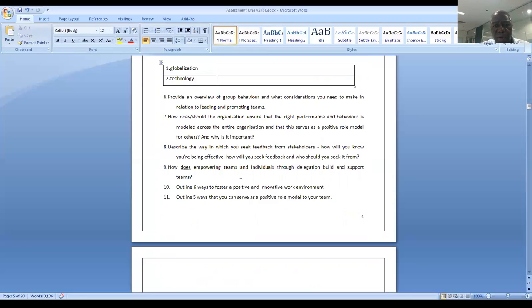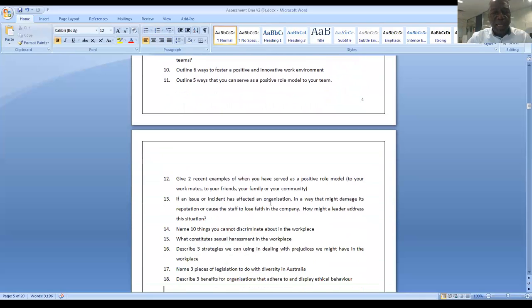And then how does empowering teams and individuals through delegation build and support teams? So it's a question like, tell us the advantages of delegation, right? That's what it's all about. And outline 6 ways to foster a positive, innovative work environment. How do you build a workable environment? How do you build a harmonious relationship in your workplace? And what are the ways you can ensure that you're a positive role model, right? If you want to be a positive role model, what are the things that you're going to do, and maybe that you're already doing, and what should they do?